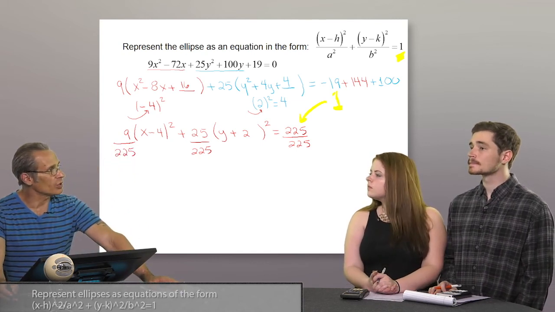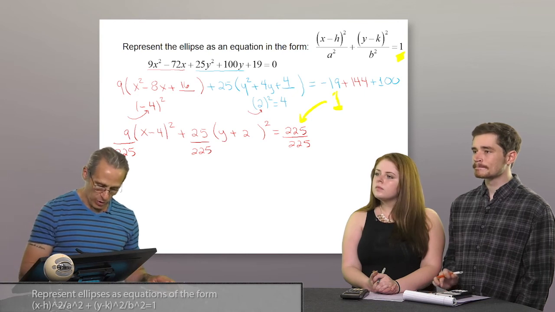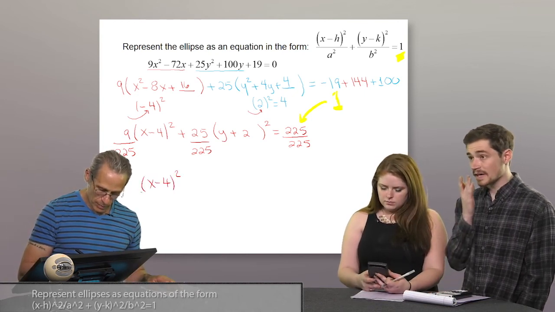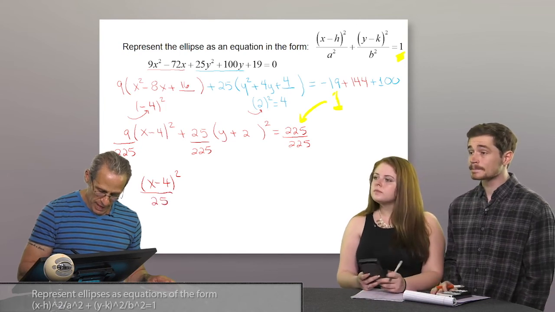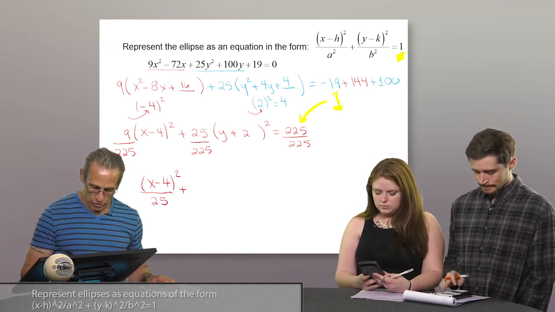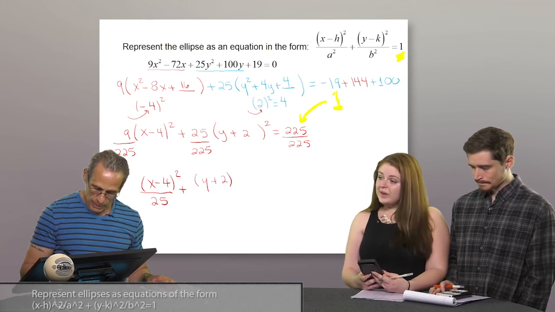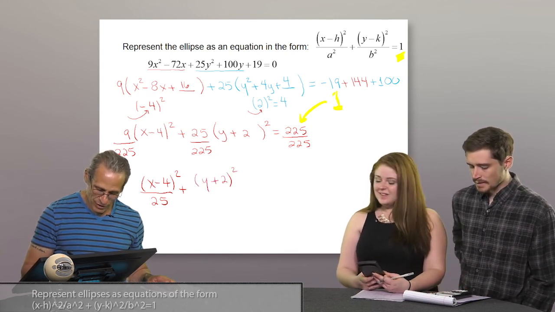Now all we have to do is reduce. How many times does 9 go into 225? 25 times. Beautiful. And how many times does 25 go into 225? 9 times. Very good.